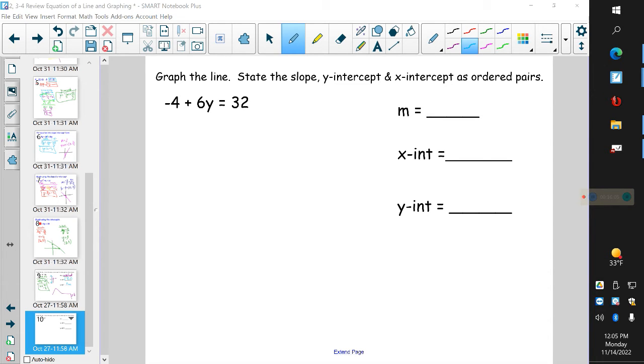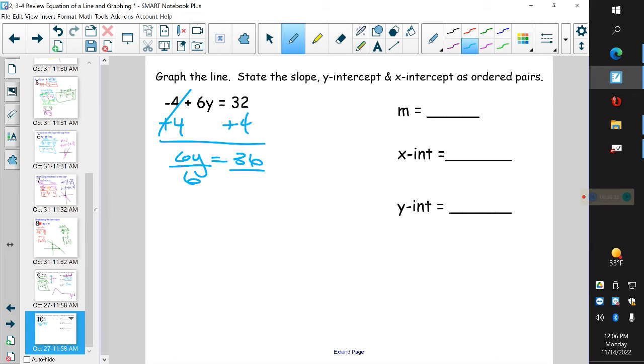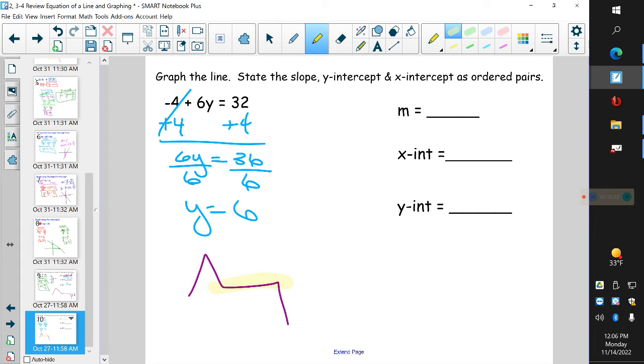Okay, you should be done by now. How many letters are in that equation? 1, so I have no choice but to go ahead and solve for that. So if I solve for this, I'm going to add 4 to both sides, yes? 6y is equal to 36. Divide every single term by 6, so y is equal to 6. Where does that put me on my slope pick? It puts you right on level ground, right here, okay? So we know we have a horizontal line, and we know it's going to be at 6.